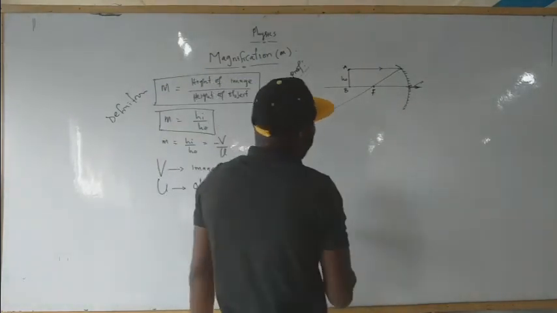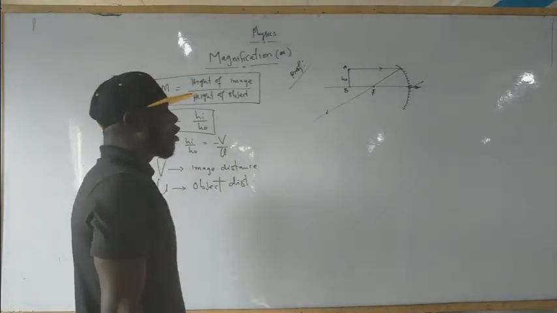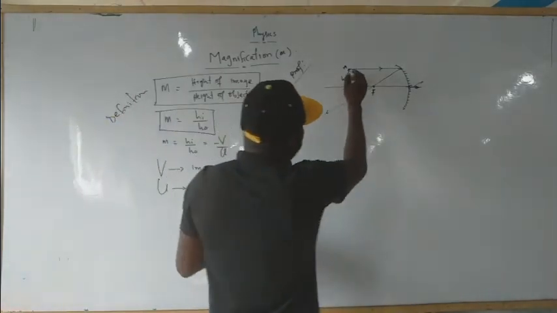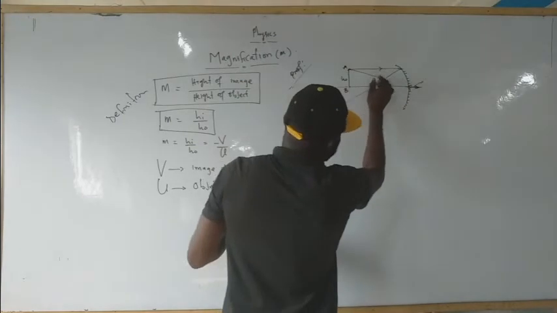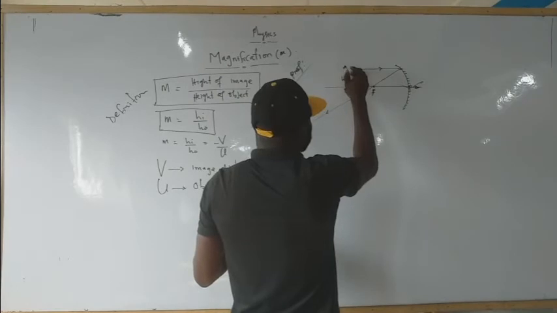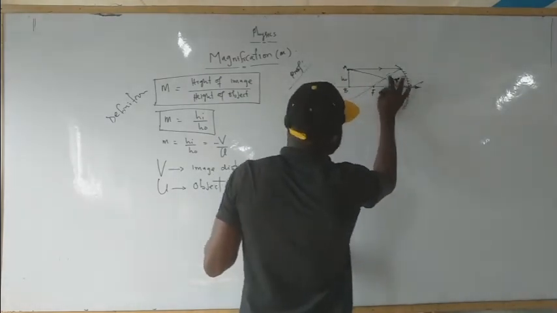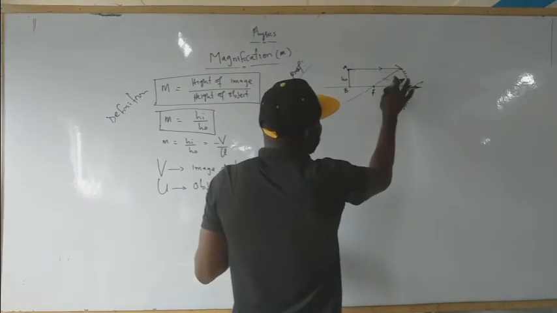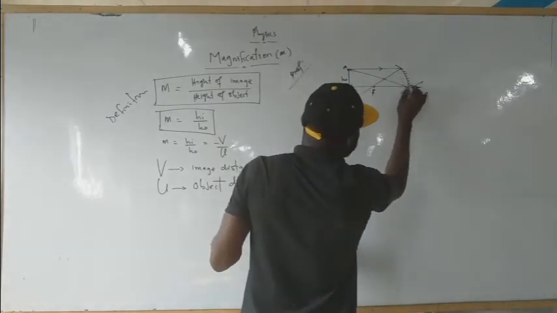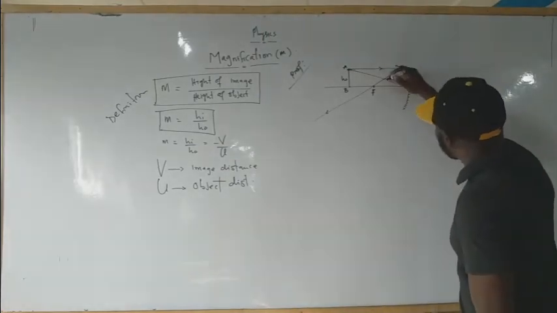At the same time, we must have a minimum of two rays. We have another ray, coming from point A, touching the pole.